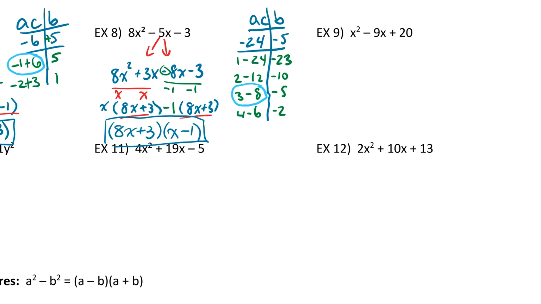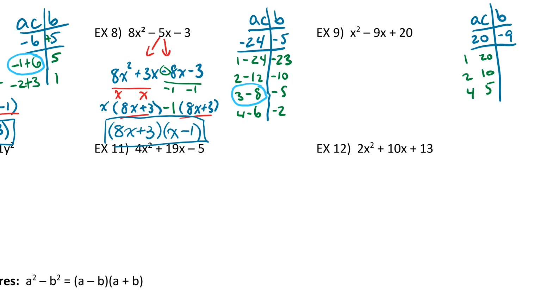All right, example 9. Start with the chart. So A times C would be 20, and B is negative 9. Factors of 20 would be 1 and 20, 2 and 10, and 4 and 5.